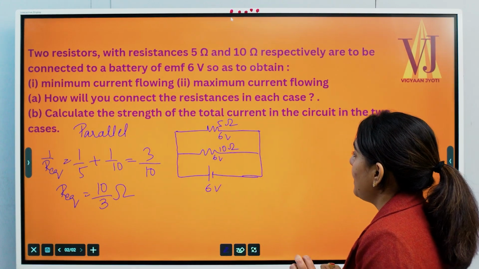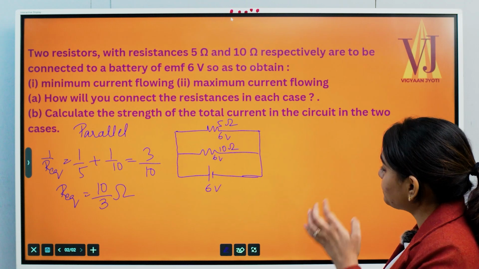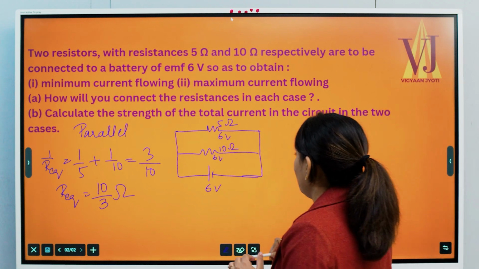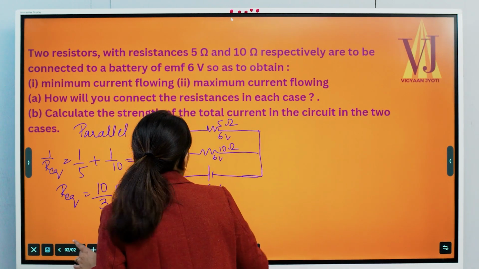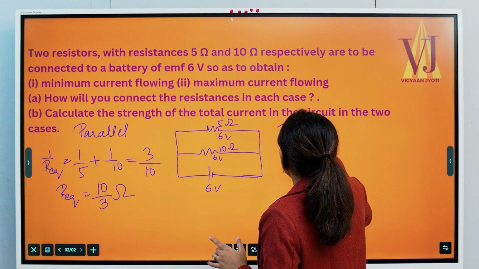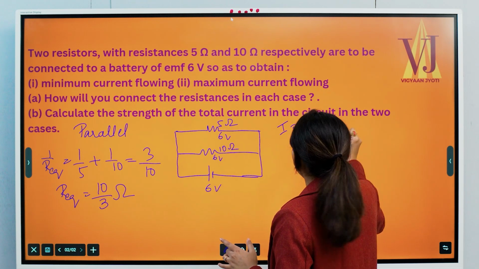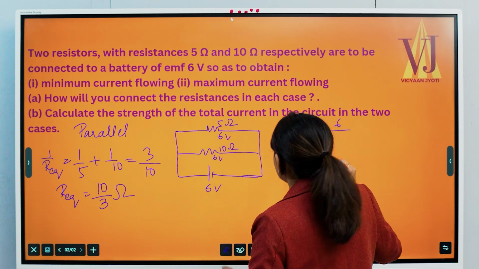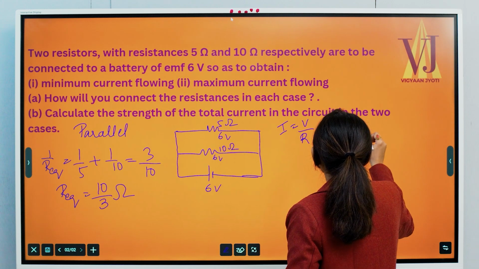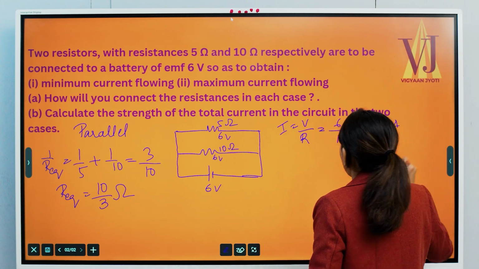Understood all these parts, parallel combination and everything? Okay, that means now we have to find out the overall current also, that is I equals V by R. So what's my overall voltage? 6. What's my overall resistance? 10 by 3. So that means 1.8 ampere.